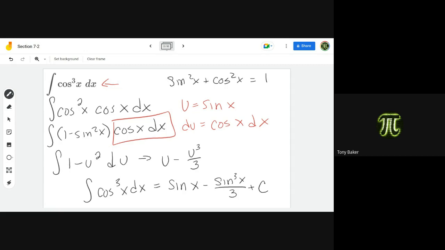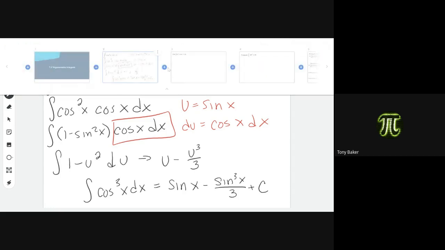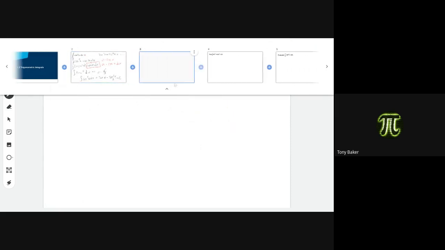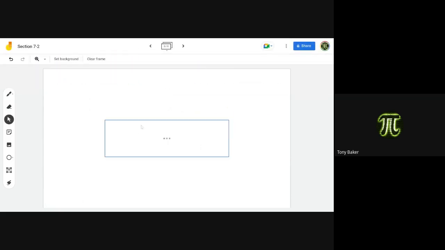Can we take its derivative just to make sure it comes to cosine to the third x? Yeah, we can do the derivative of this one. To verify, not a problem. Always a nice thing to do is to check your work. So let's try it.